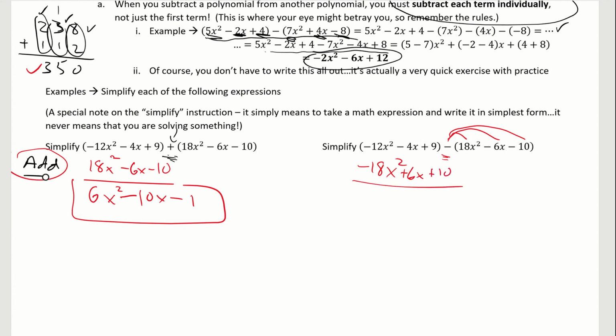So all of a sudden you realize, oh, when I subtract, this is where you add the opposite. It's a shortcut. It's a nifty thing. If you see subtract, change their signs and then add. Okay, then add. So it looks like minus 12 minus 18 is minus 30x squared. Minus 4 plus 6 is plus 2x. And 9 and 10 make 19.